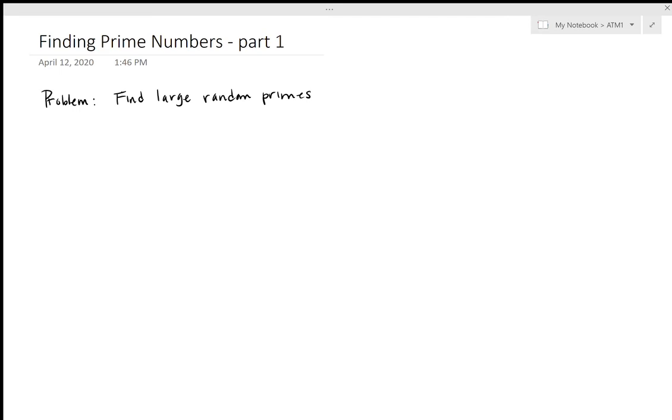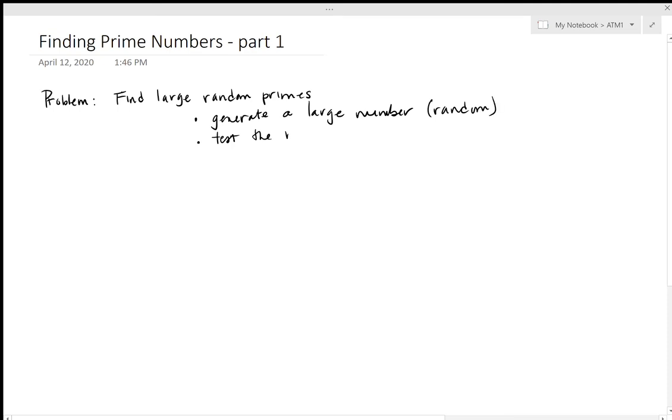Find large random primes. Basically, what we're going to see is that we're going to generate a large number, and then we are going to test the number. I shouldn't just say it's random, so let us say we wanted a 100-digit prime number. We would randomly select an odd 100-digit number, and then we would test the number to see whether it was prime.